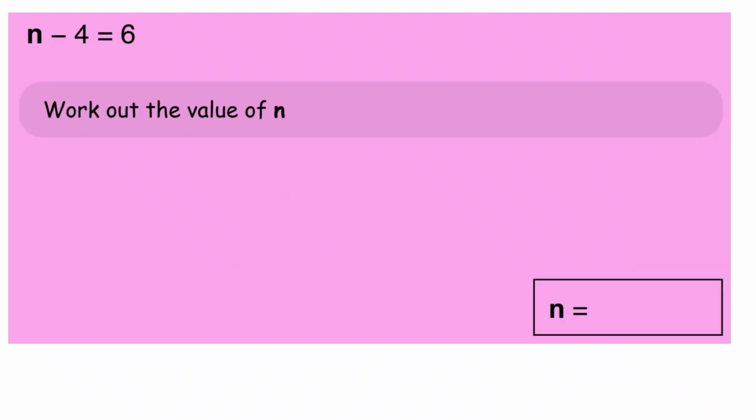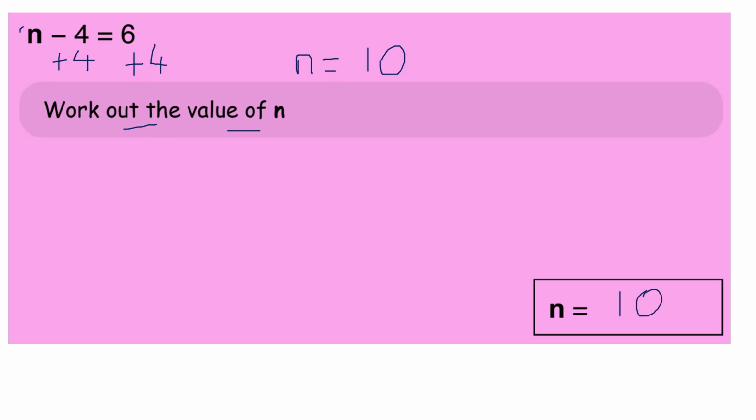Next up, n minus 4 is equal to 6. Work out the value of n. Again, hopefully we know the answer is going to be 10. But again, let's use a systematic approach, a process to solve it. So what's the opposite of subtracting 4, or minusing 4, or negative 4? It's going to be plus 4, or add 4, right? So I'm going to add 4 to both sides. The left-hand side becomes just n is equal to 6 add 4, and 6 plus 4 is, of course, 10. So n is equal to 10 is our answer.